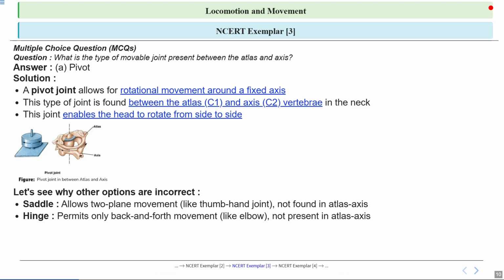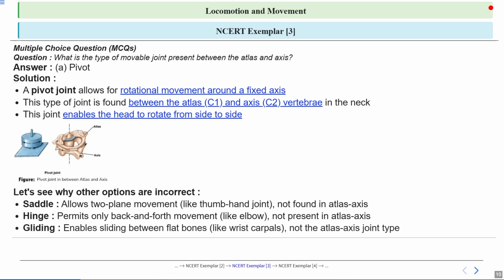Unlike the atlas and axis vertebrae in the neck, which allow rotational movement of the head, hinge joints do not support rotational movement, but they are simpler in structure and function. Unlike atlas and axis, they do not allow any kind of rotational movement, and they show limited movement. They completely do not support rotational movement.